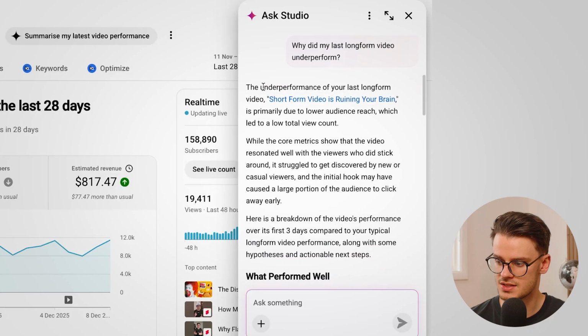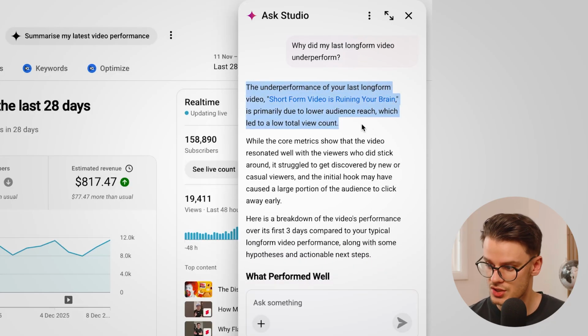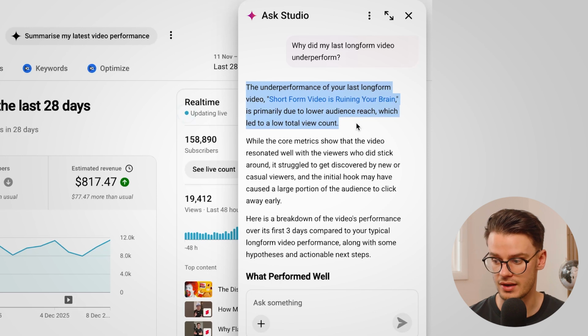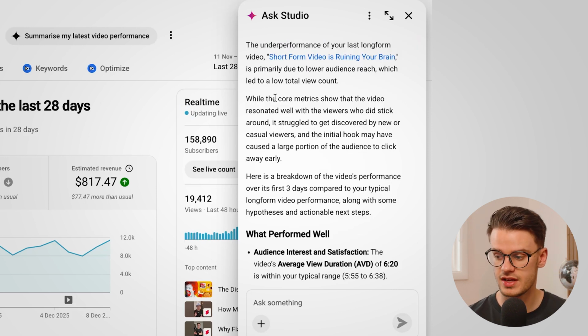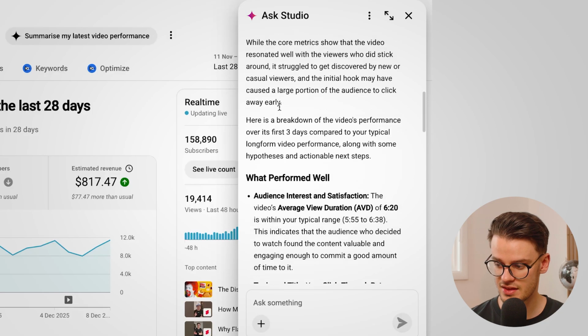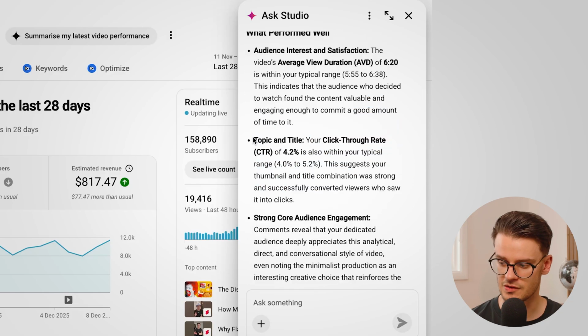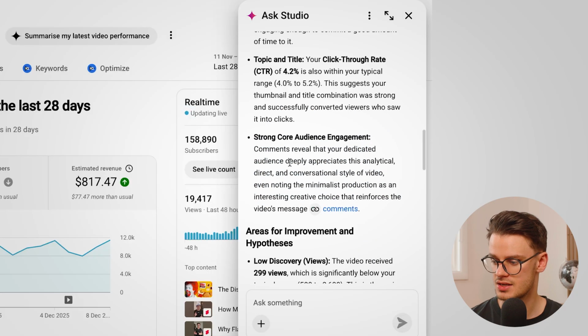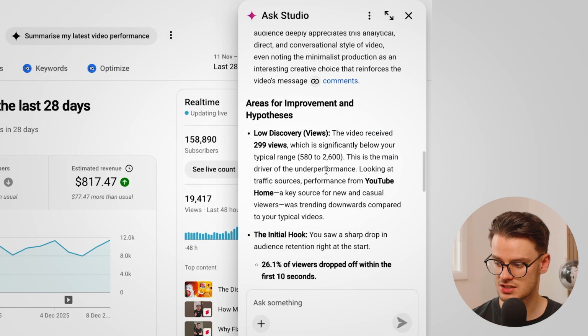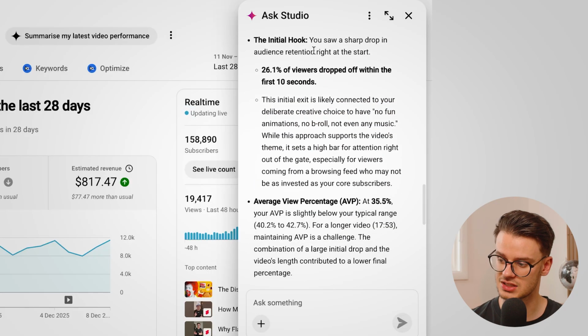By looking at the response, the underperformance of your last long form video is primarily due to lower audience reach, which led to a low total view count. It shows that the people who did watch the video enjoyed it, but it didn't really get discovered by new viewers. And it's saying that the likely reason is because of the hook. It tells me about what happened with my hook, and it talks about my click-through rate and packaging. It talks about audience engagement, but it talks about the discovery. It talks about the things that actually matter here.